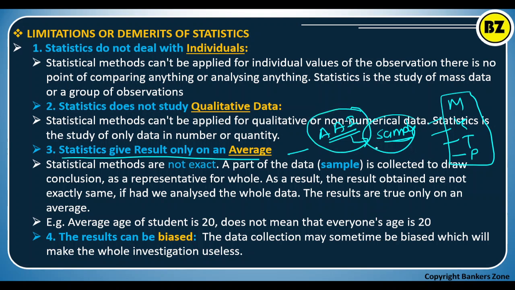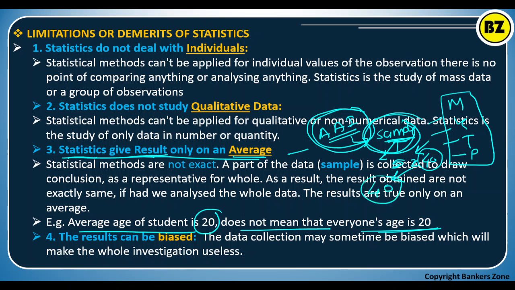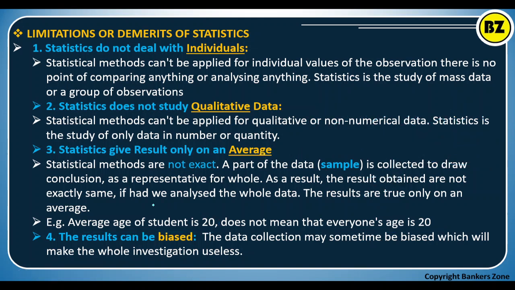But will it reflect the actual average age? No, because you have calculated it based only on samples, so it may be a biased sample, right? So we can say statistics does not give the actual result because it is only based on the average. The average age of students being 20 does not mean that everyone's age is 20. So if the average age of Indians calculated from this sample is, say, 40, it doesn't mean that every Indian is 40 years old. The result can be biased.